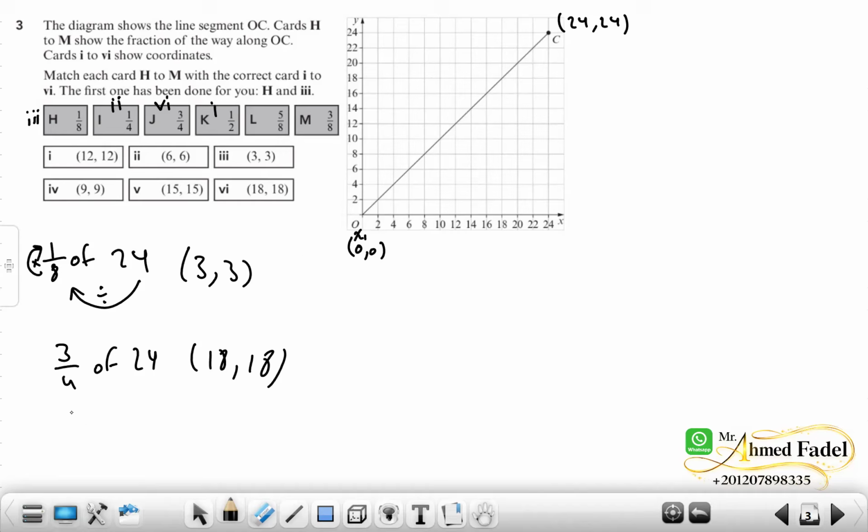5/8 of the line: 5/8 of 24. 24 divided by 8 is 3, and 3 times 5 gives you 15. So it is 15, 15, which is V. M is 3/8 of the line. 3/8 of 24 is 3 times 3, since 24 divided by 8 is 3, and 3 times 3 gives you 9. So 9, 9, which is IV. Now we have finished question 3.